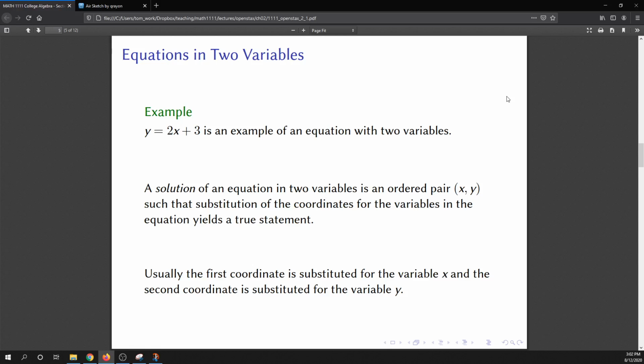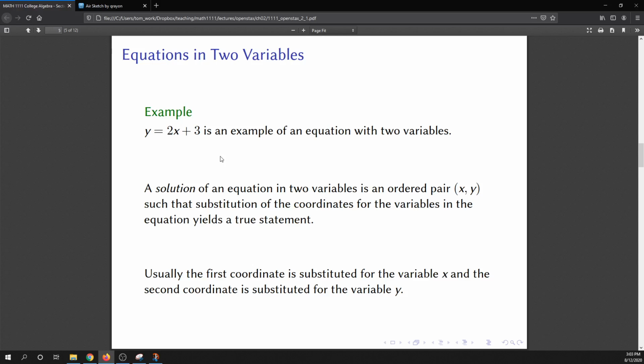Okay, so that brings us to equations in two variables. An equation in two variables, obviously, has two variables. For us, we'll usually be using x and y as the two variables. The equations that we were talking about before were equations in one variable. That's what we started out talking about. So now we have equations with two variables.